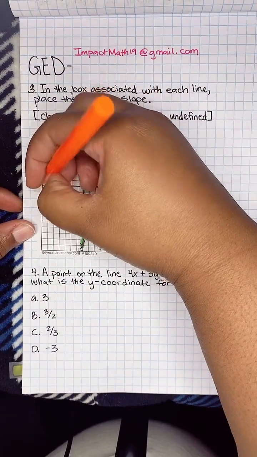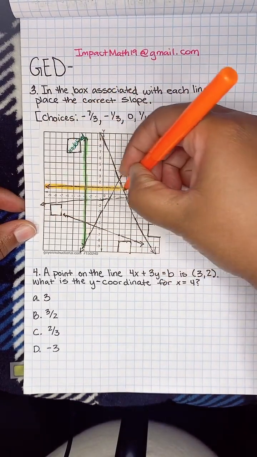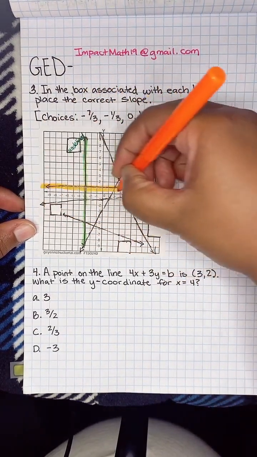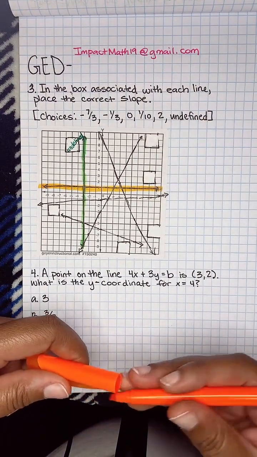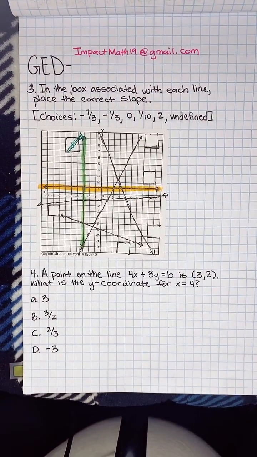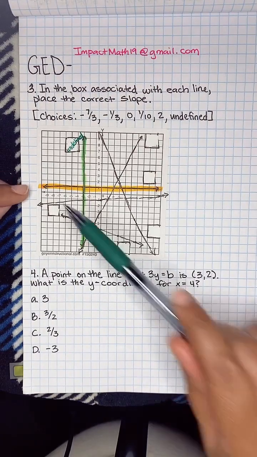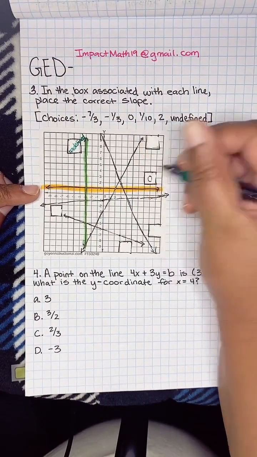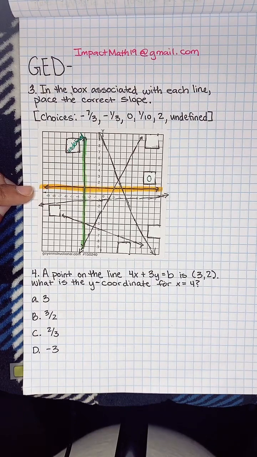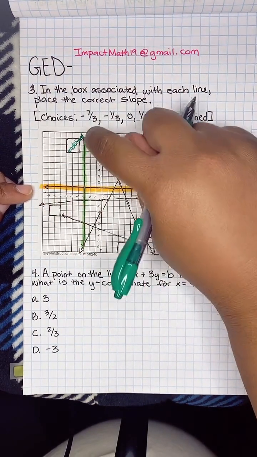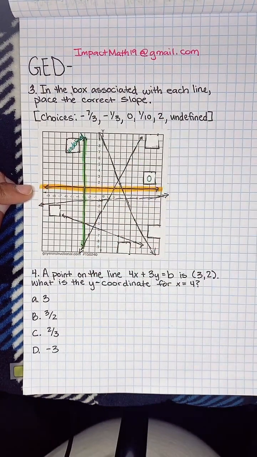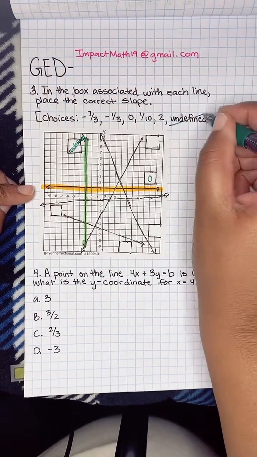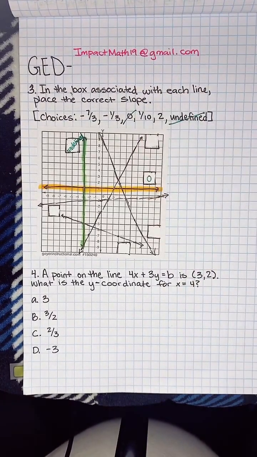So let's talk about what's the slope of this horizontal line. Zero. Yes. So horizontal lines are always 0. The slope is 0. So horizontal is 0, vertical is undefined. All right. So we took care of this one and we took care of this one.